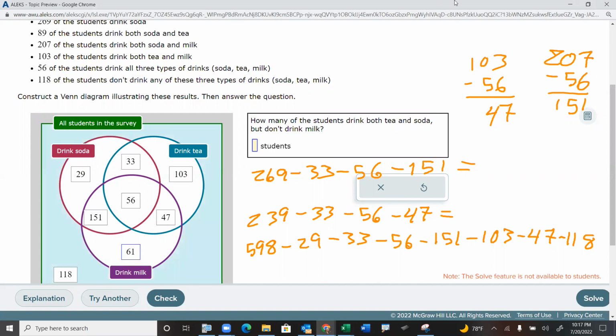Now we can actually answer the question pretty easily. It says, how many of the students drink both tea and soda, but no milk? We probably could have answered this a few minutes ago. They drink tea and soda, so here are the tea and soda people, but not milk. So the answer is going to be 33 people. We could have answered that about halfway through, but that's okay. It's good practice. So 33 is going to be our answer for this whole thing.